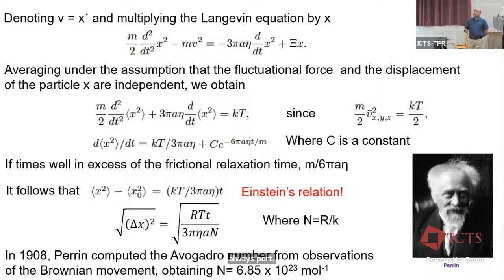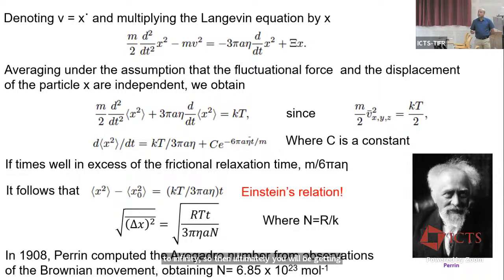This is a first order differential equation, very easy to solve. RC is the constant, and this frictional relaxation time is actually m by 6 pi eta. Now you see that if we consider t tending to infinity, then this term will go to zero, and ultimately we will get this relation.